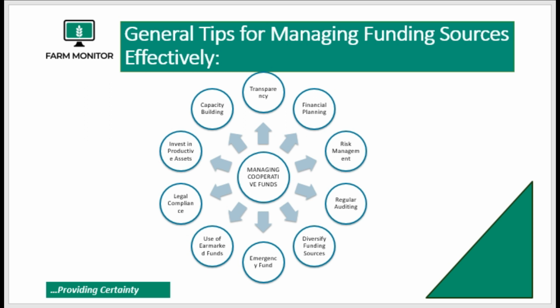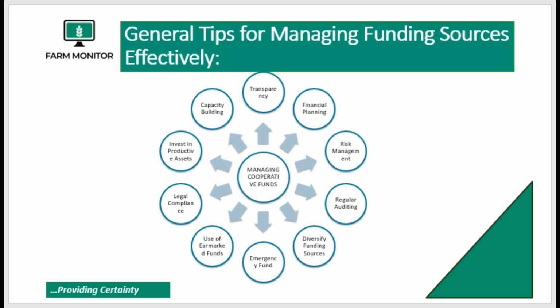Risk management. You need to identify potential financial risks and develop contingency plans to address such risks. You need to diversify funding sources. When you rely on only a single funding source, that's quite risky. So you diversify your sources to reduce dependency and financial vulnerability. Regular auditing is important. You need to conduct regular financial audits to ensure accountability and transparency. Audits help identify irregularities and areas where improvement is required.